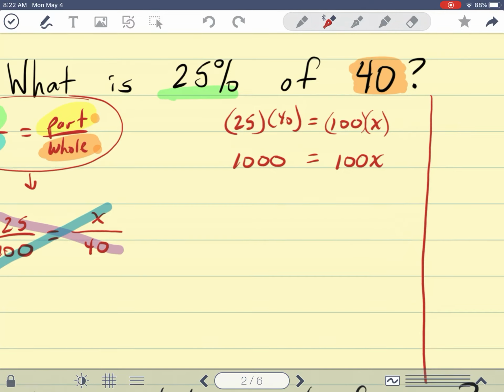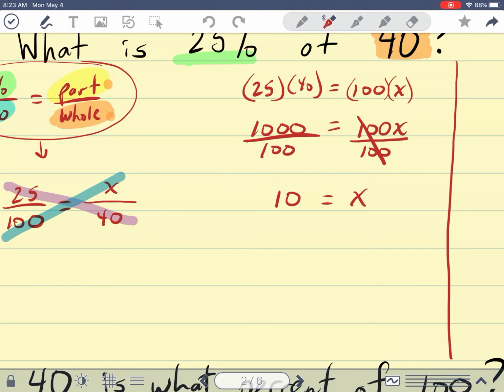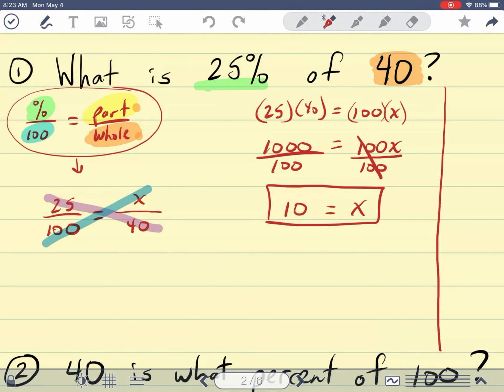So now you're going to simply solve this as we've solved previously when you're trying to solve for the unknown variable x. Because 100 is multiplied by x, you will do the inverse operation, or the opposite operation, dividing by 100. So 100 divided by 100 gives me a 1. 1,000 divided by 100 gives me 10, is equal to x. So the final answer is 10. 10 is our value. So 10 is 25% of 40. Okay, that's quite a bit of work, right? But that's how we are to work that problem.